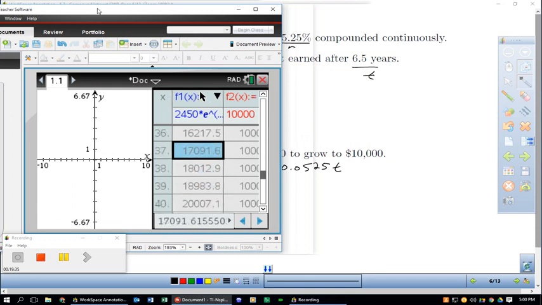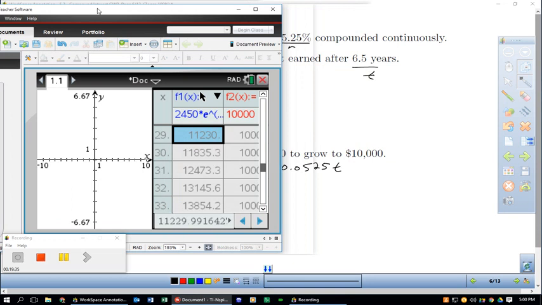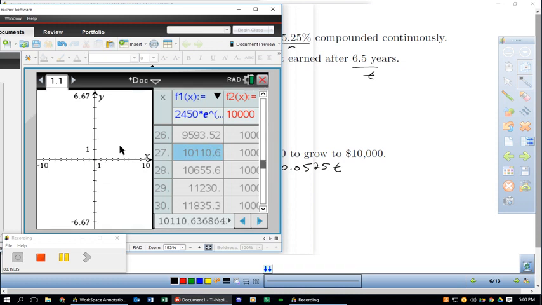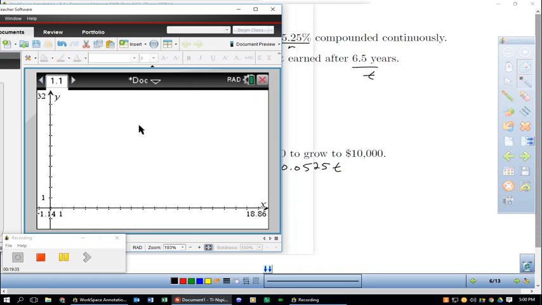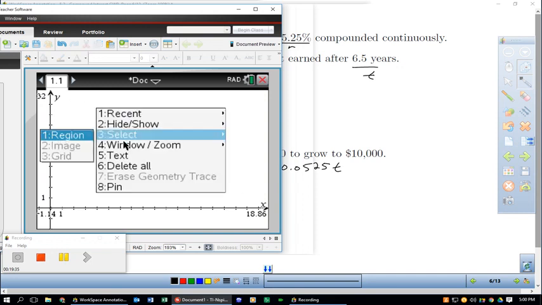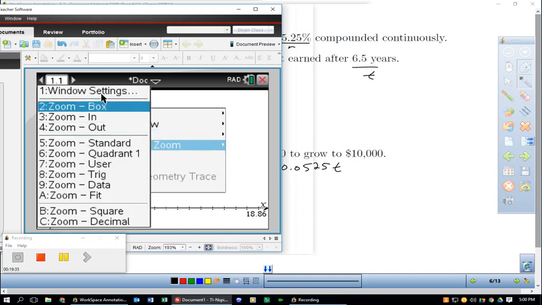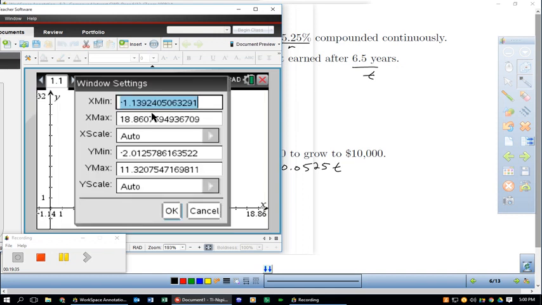Now, that's 16,000. Let's see. So it looks like it's going to be somewhere in this vicinity, between 26 and 27. Looks like it's closer to 27. The problem is my graph doesn't show me that, but I can actually click and move my graph over. I'm probably going to have to do this instead, though. Take out my table, but it's going to be around 26. I'm going to hit Menu, Window Settings, and I'm going to set this. My X is going to be between 26 and 27. My Y value is going to be between 9,000 and 11,000.